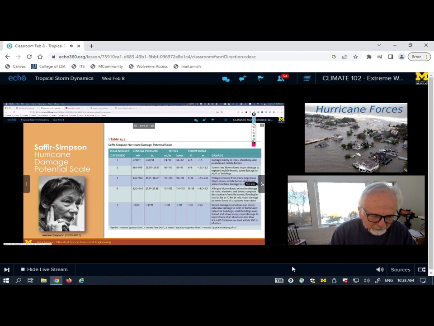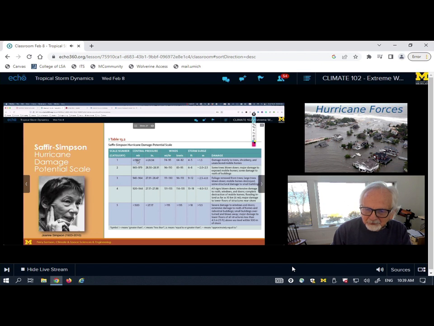Joanne Simpson, an atmospheric scientist, designed the Saffir-Simpson scale. And this scale characterizes hurricane strength. Once it's a hurricane, it has to get 74 miles an hour to be a hurricane. But once you're a hurricane, you can have different degrees of hurricane. And I'm sure you're aware of this, but there's hurricanes Category 1 all the way up to Category 5.